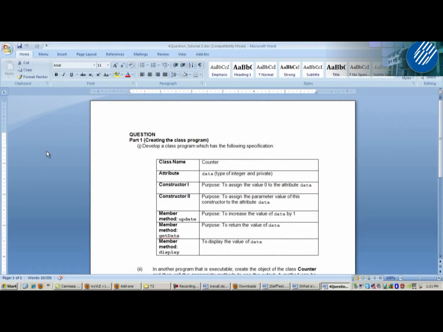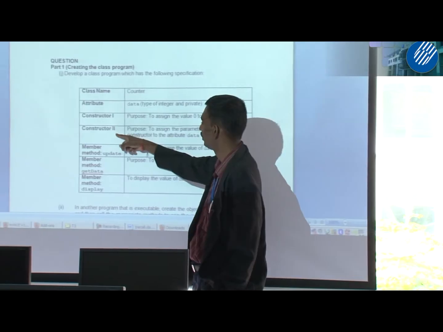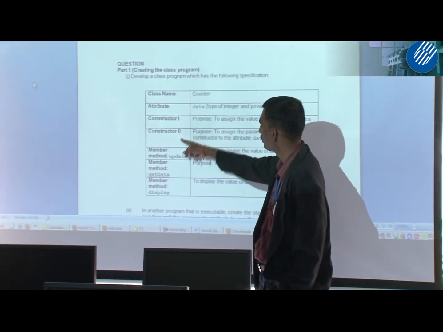Data? Type of integer and private. Private means what? Private is okay, never mind, I'll explain later. Okay, how many constructors do you have? 2. How many member methods? 3.